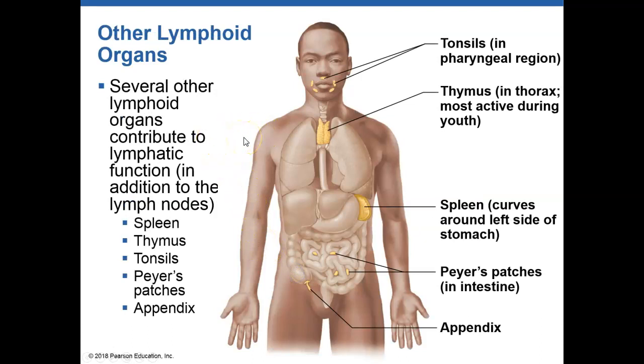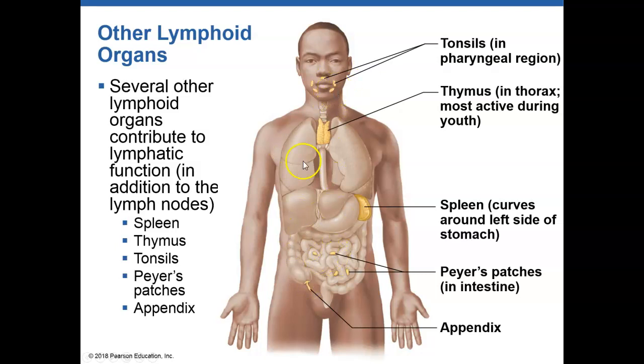We also have other organs associated with the lymphatic system that we'll talk about. We have tonsils, we have a thymus, the spleen, we have aggregations of lymphatic tissue known as Peyer's patches, which are like tonsils in the intestines. The appendix is kind of a lymphatic structure, but it really doesn't have much of a function anymore.